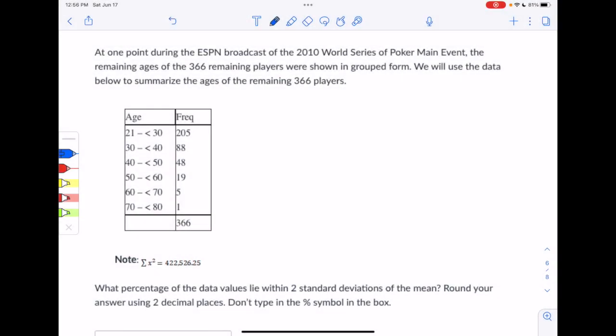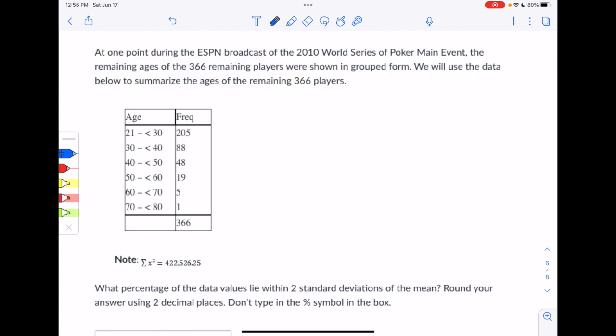This one comes from section 3.4. At one point during the ESPN broadcast of the 2010 World Series of Poker main event, the ages of the 366 remaining players were shown in group form. We will use the data shown below to summarize the ages of the remaining 366 players. And we've got that table organizing the age ranges and the frequency of those age ranges.